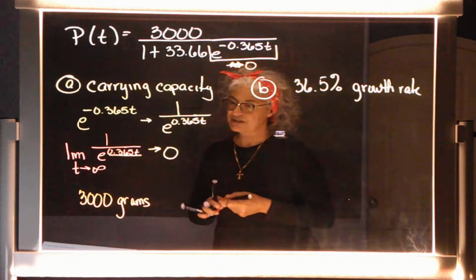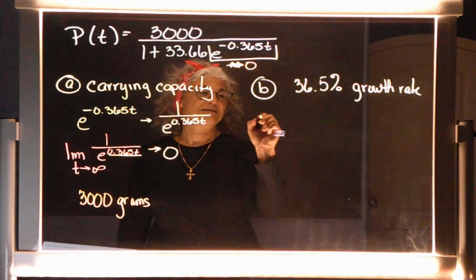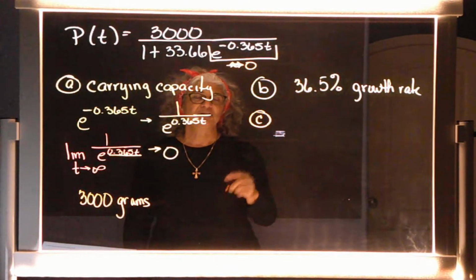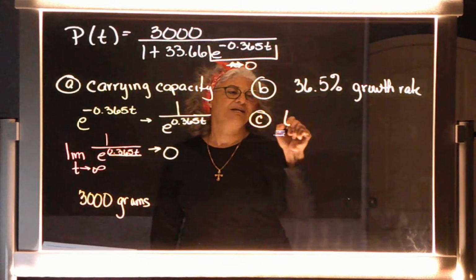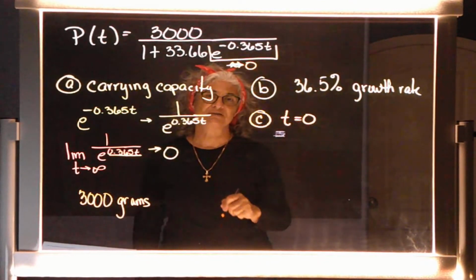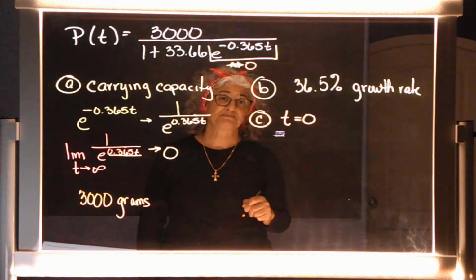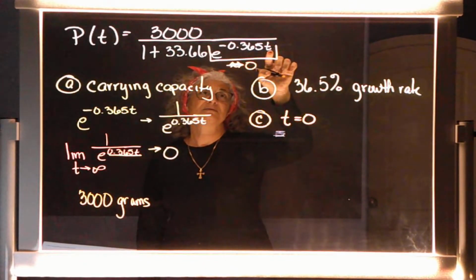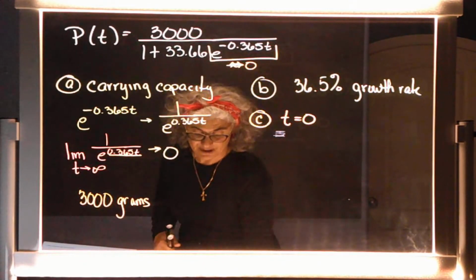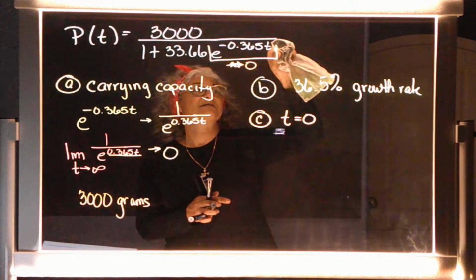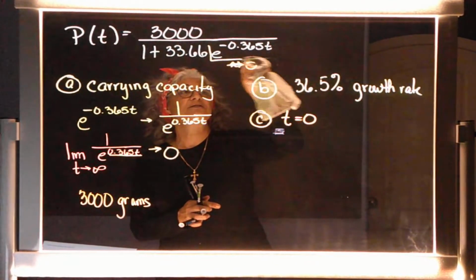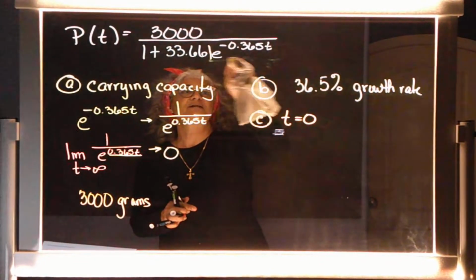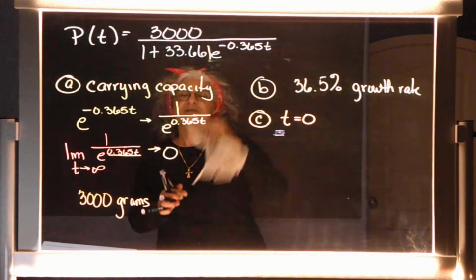Let's see what part C is. C wants to know the initial population size, right? Well, the initial population means time is equal to 0. Agreed? So look at it. If t equals 0, and let me get some of this out of the way so you can see it just a little bit better. If t equals 0, what's 0 times that negative number, right?